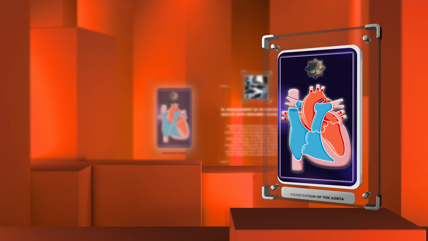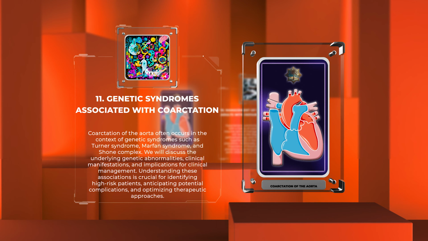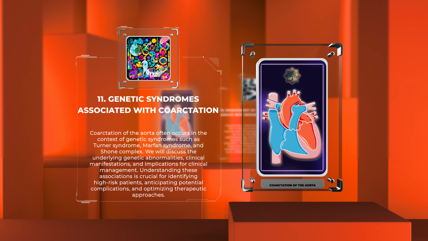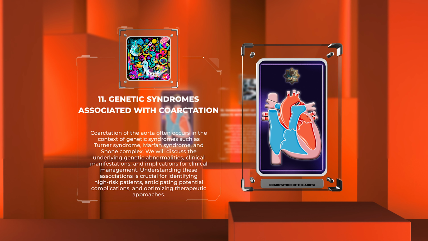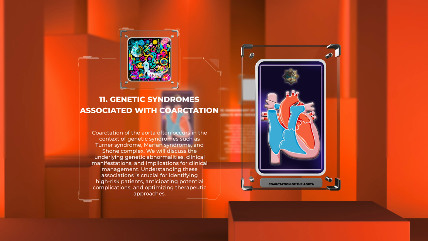Coarctation of the aorta often occurs in the context of genetic syndromes such as Turner syndrome, Marfan syndrome, and Shone complex. We will discuss the underlying genetic abnormalities, clinical manifestations, and implications for clinical management. Understanding these associations is crucial for identifying high-risk patients, anticipating potential complications, and optimizing therapeutic approaches.